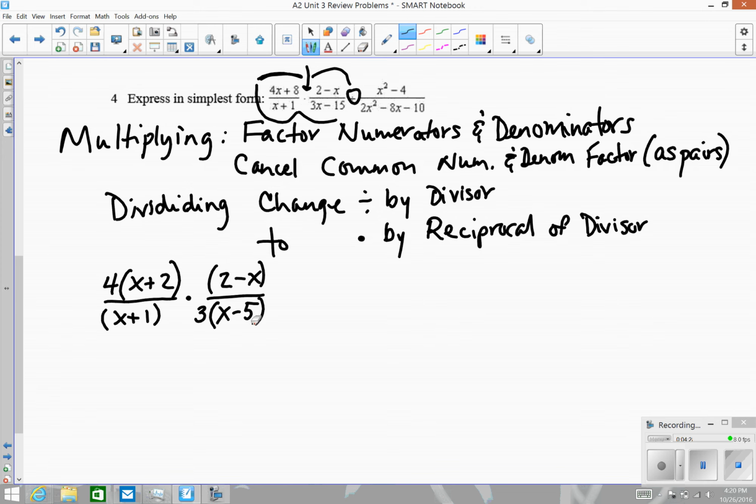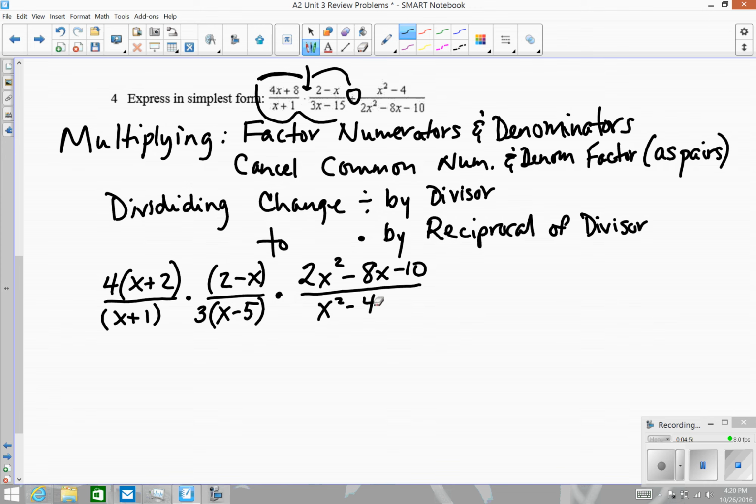Now, I'm going to look at this next part, which is division. I want to look at my division rules. I'm going to change that divide by sign to multiply, and I'm going to now multiply by the reciprocal of my divisor. So basically, I am flipping my fraction. 2x squared minus 8x minus 10 in the numerator, and x squared minus 4 in the denominator.